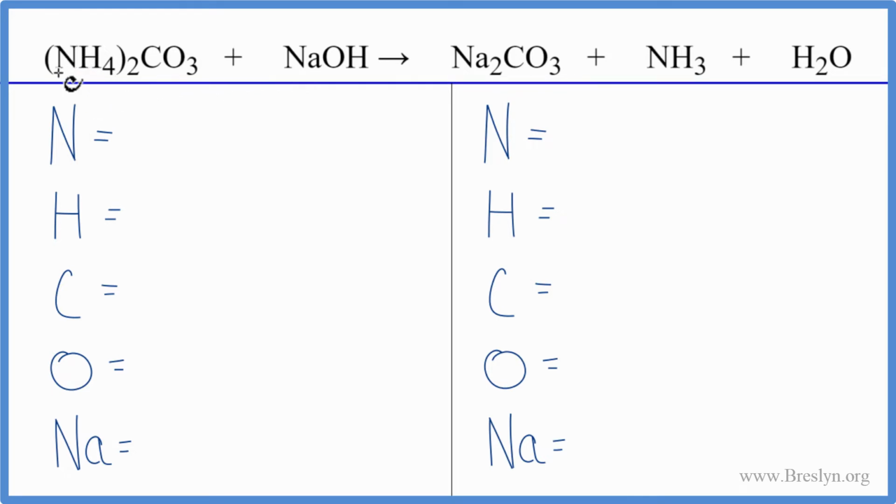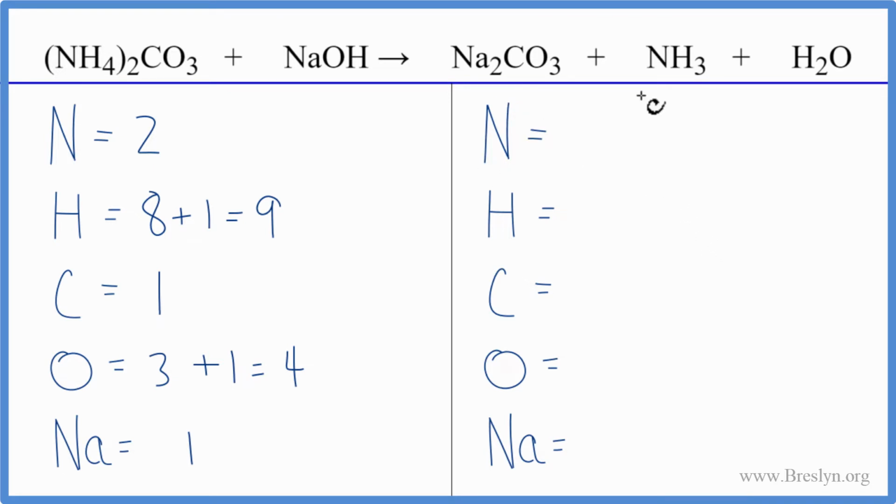So we have nitrogen here times the 2. So we have 2 nitrogens. We have hydrogens, 4 times the 2. We have 8 of those. We have 1 carbon. We have 3 oxygens, plus we have this oxygen here. So we have 4 oxygens. And now I see this hydrogen here I forgot, so we've got to add that one in. So now we have 9 of the hydrogens, 4 of the oxygens, and then 1 sodium.